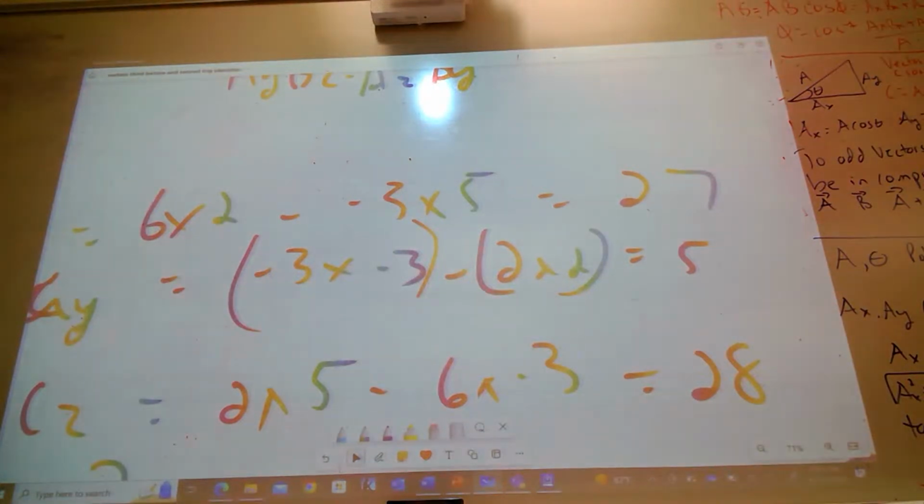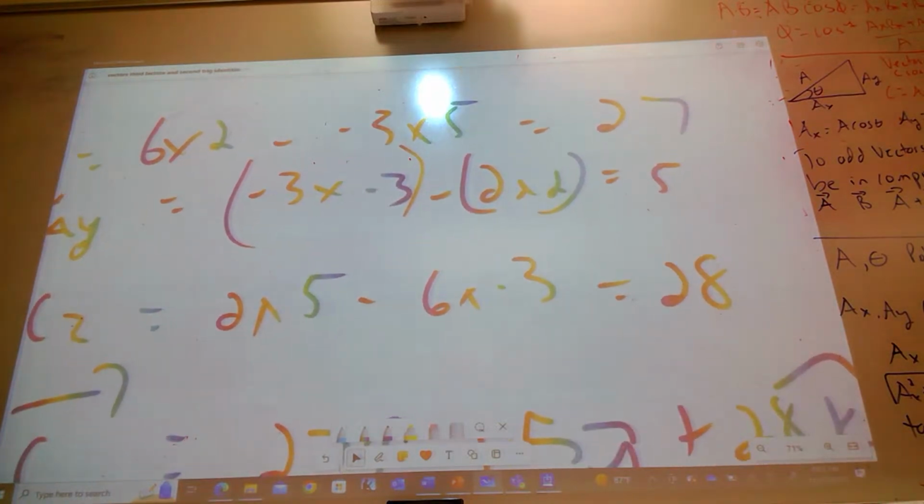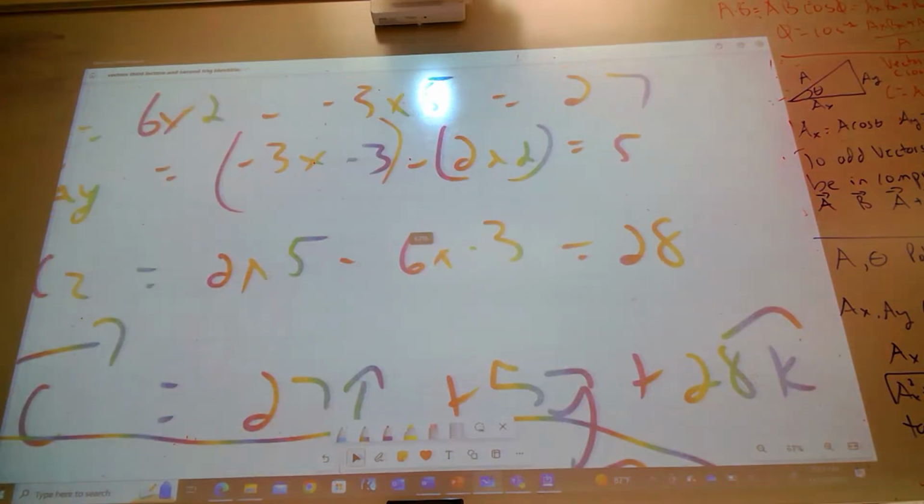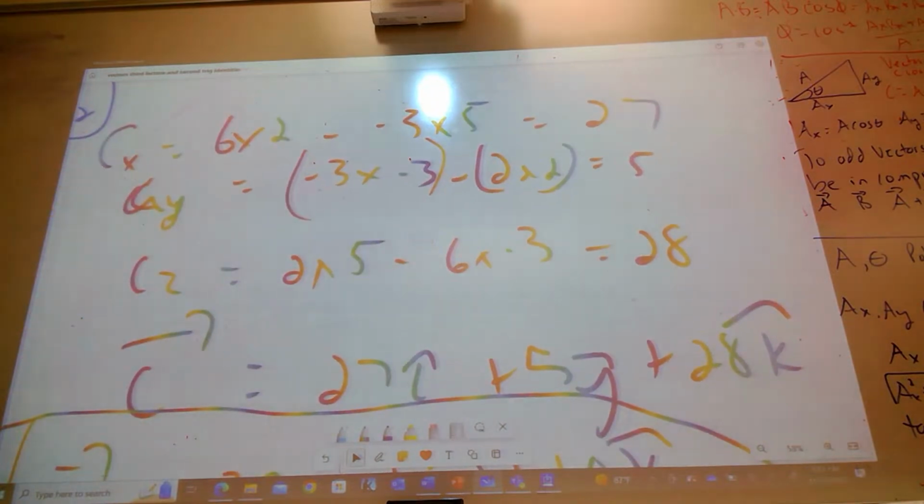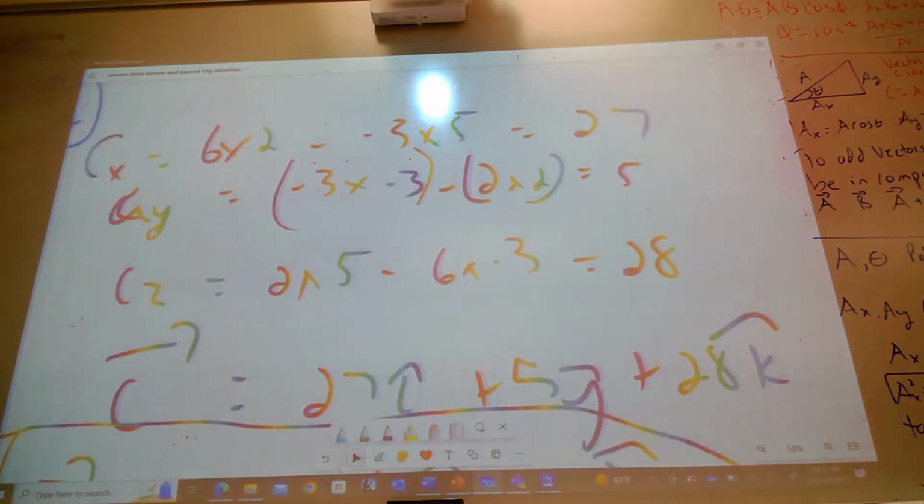So what is our answer? This isn't really our answer. Jaden, do you have the answer? 27I plus 5J plus 28K. Good. That's how we write this, okay? So it was just a matter of plugging them all in, getting it straight, which is your X, your Y, your Z.